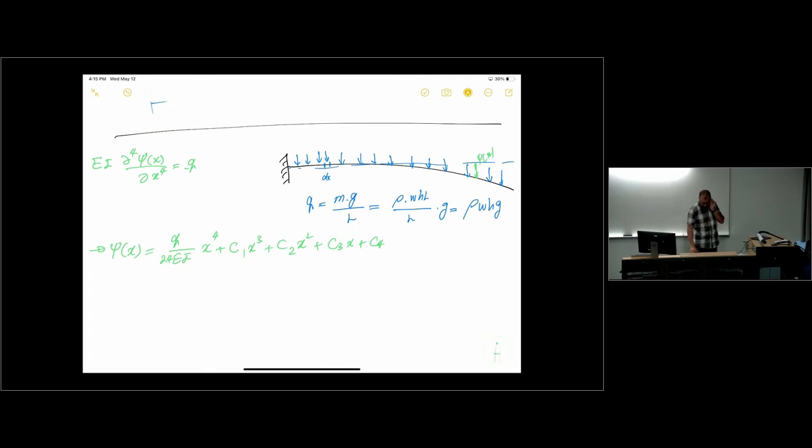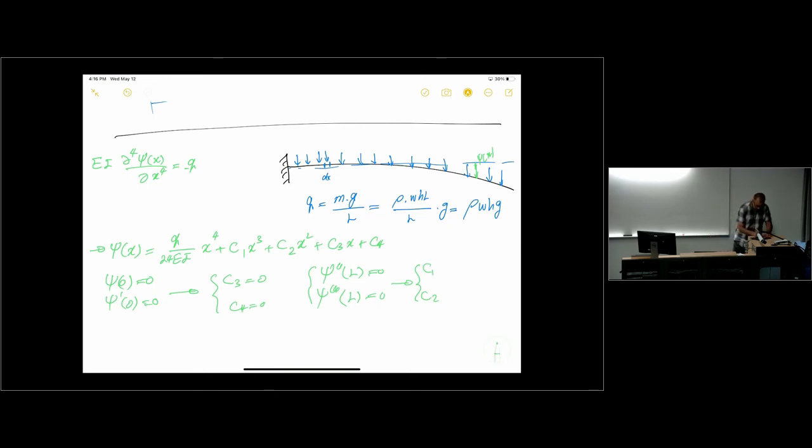Okay? Now, for a cantilever, I know that the boundary conditions are psi of 0 is 0 and psi prime of 0 is 0. So therefore, this gives me immediately that C3 is 0 and C4 is 0. This is for the fixed end. For the free end, at psi of L, I know that psi double prime of L is 0 and psi triple prime of L is also 0. Right? The second and third derivatives over there are 0. And this gives me the values for C1 and C2. So I have the final answer here at the end of this story.